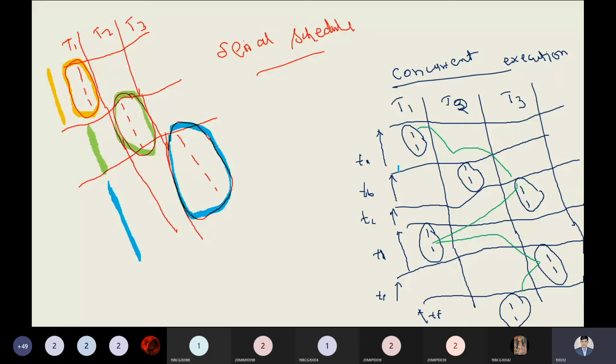So T1, and A, B, C, D are what I have written over here. Suppose A is given to T1, B is given to T2, C is given to T3, and D is given to T1 again. The total time taken by transaction T1 we can determine by adding these transactions' times together.